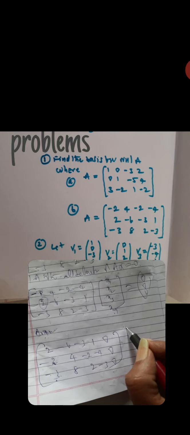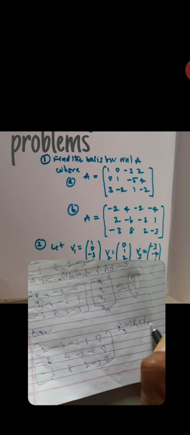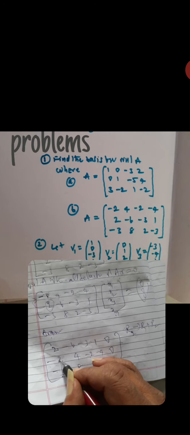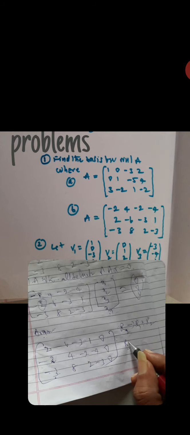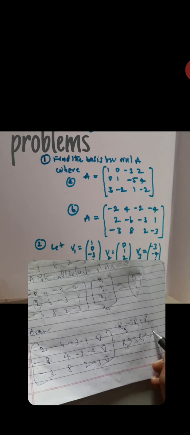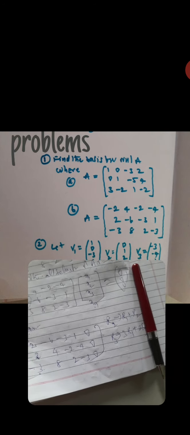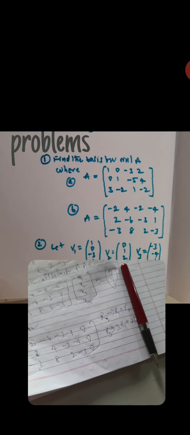Here what about C here? R2 is R1 plus R2. These two adding, 0. Now R3 is 3R1 plus 2R3. Now iteration starts in the matrix.